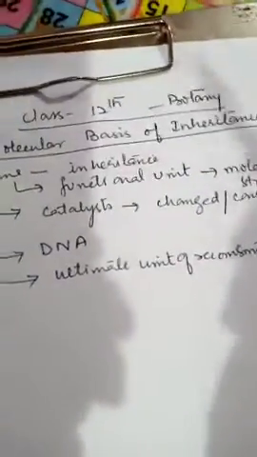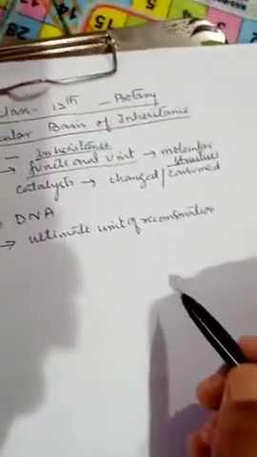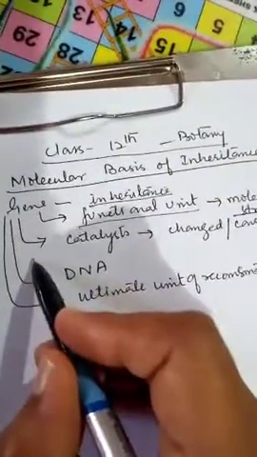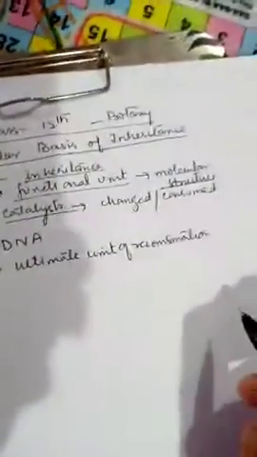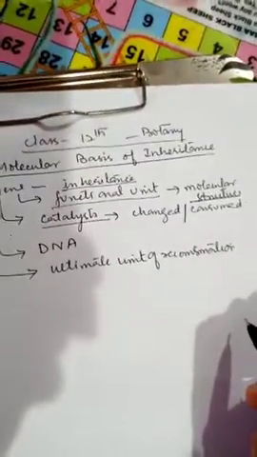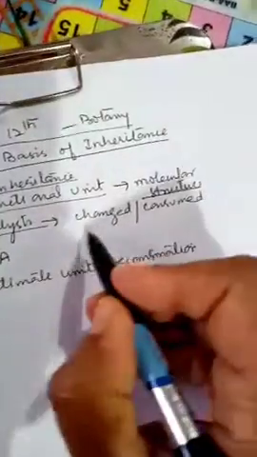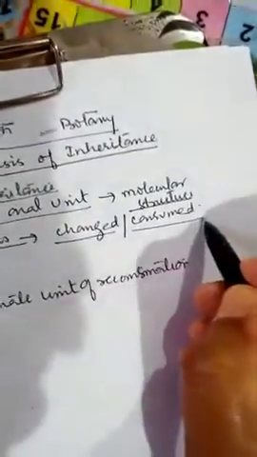I will recapitulate again: the gene is the hereditary unit. It is responsible for the transmission of characters from parent to the offspring, so we can say the gene is responsible for inheritance. This gene is also known as the functional unit on the basis of molecular structure. These genes are said to be catalysts which bring about reactions without being changed, without being consumed.